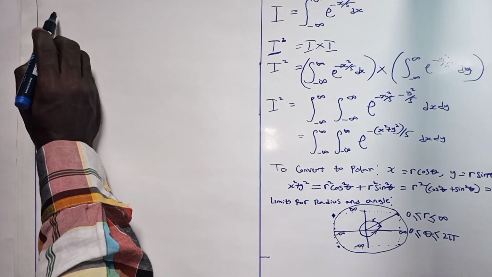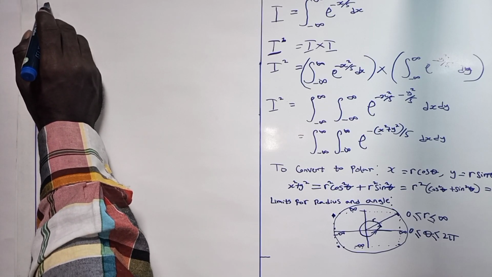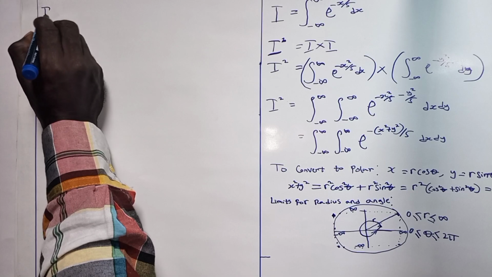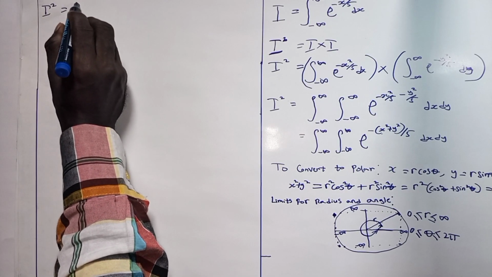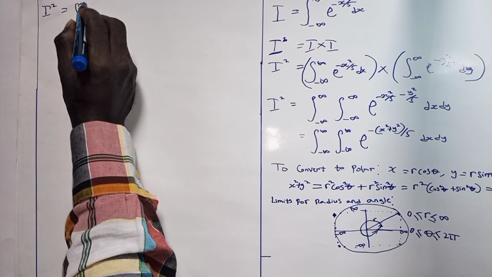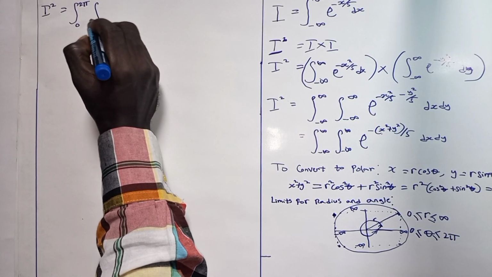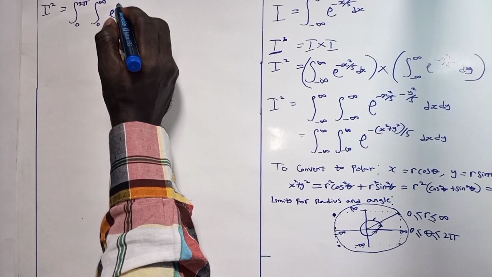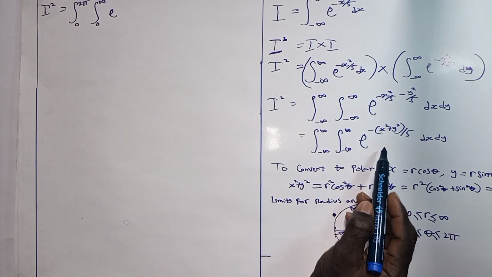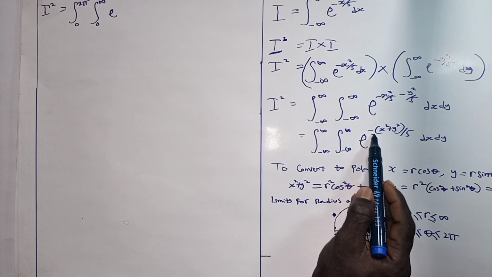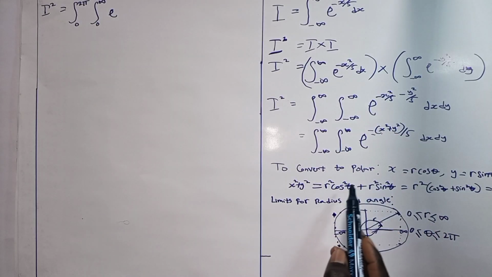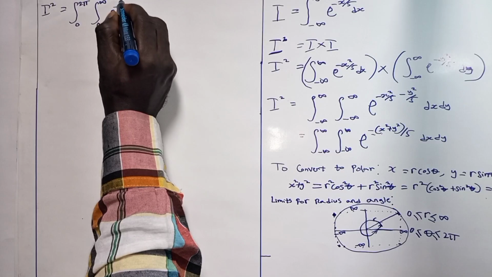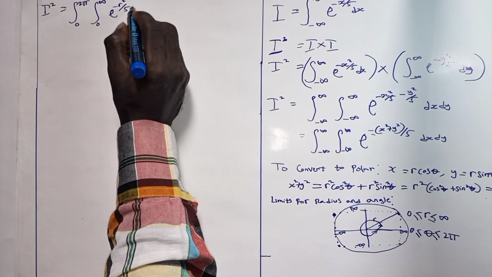So our new limit now, our new integral, will be I square equals the integral from 0 to 2 pi, that is for the angle, then 0 to infinity, that is for the radius. Then don't forget what we did here: exponential of minus x square plus y square, which is now r square. So don't forget minus r square over 5.